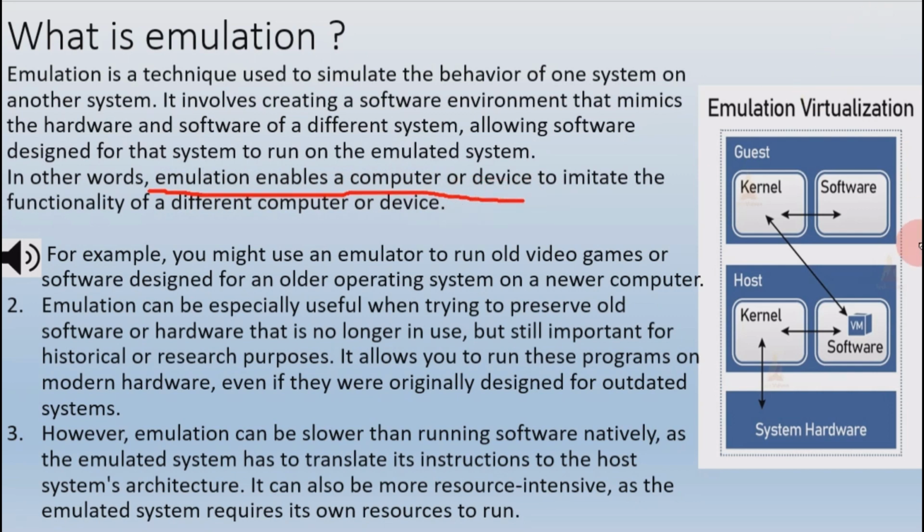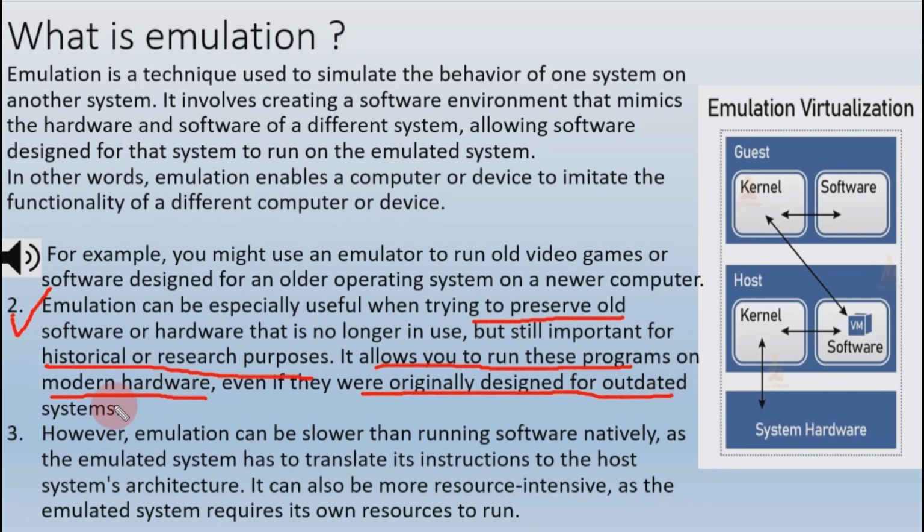First, for example, you might use an emulator to run old video games or software designed for an older operating system on a newer computer. Second, emulation can be especially useful when trying to preserve old software or hardware that is no longer in use, but still important for historical or research purposes. It allows you to run these programs on modern hardware, even if they were originally designed for outdated systems.